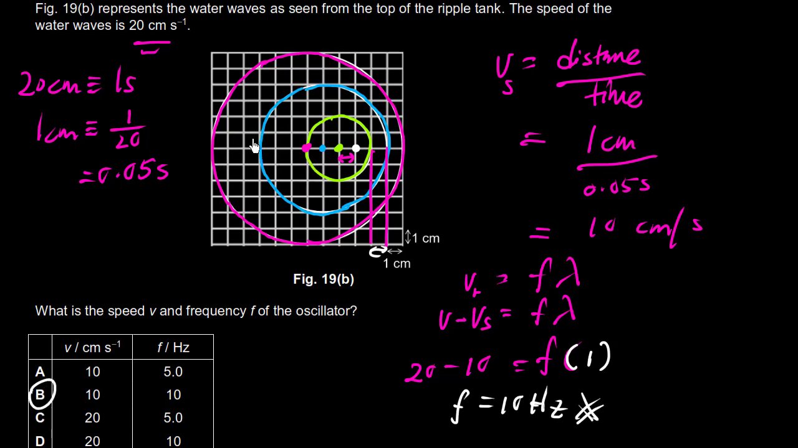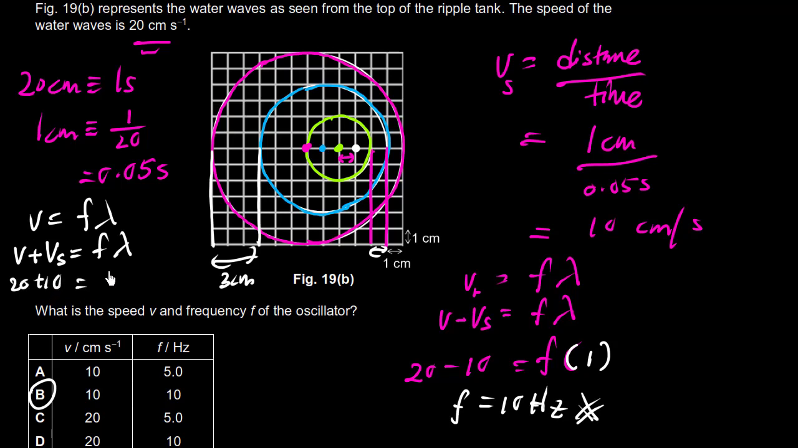Now, if you want to check this side, you also can. If you use this side, then you need to use this part. So this is 3 cm, right? For this left part, we need to use v equal to f lambda. But the v is in the opposite direction, so you must use plus. v plus vs equals f lambda. v is 20 plus 10. f you don't know, but this one is 3 cm. You will still get back f of the source as 10 hertz. You will still get the same thing.